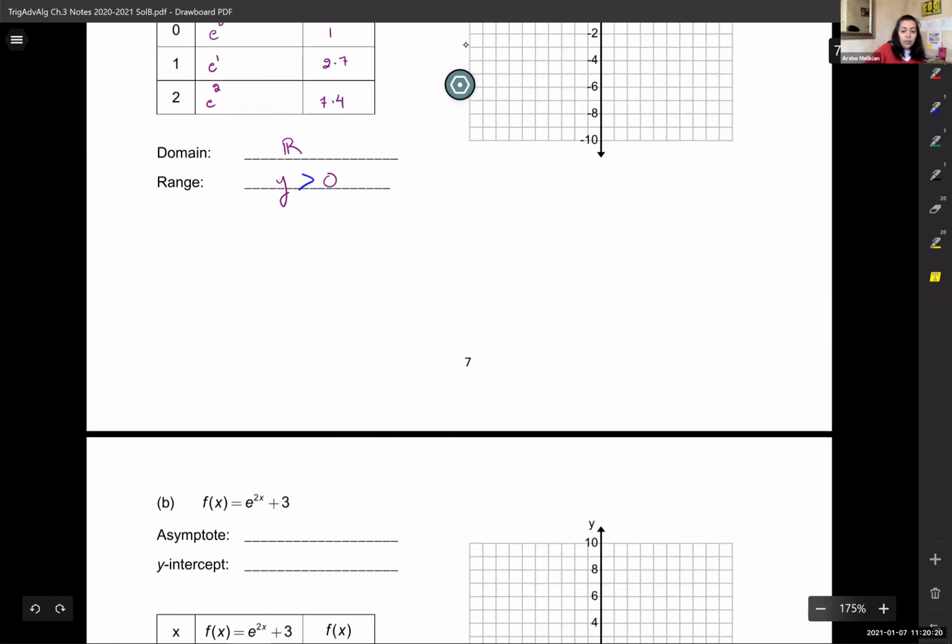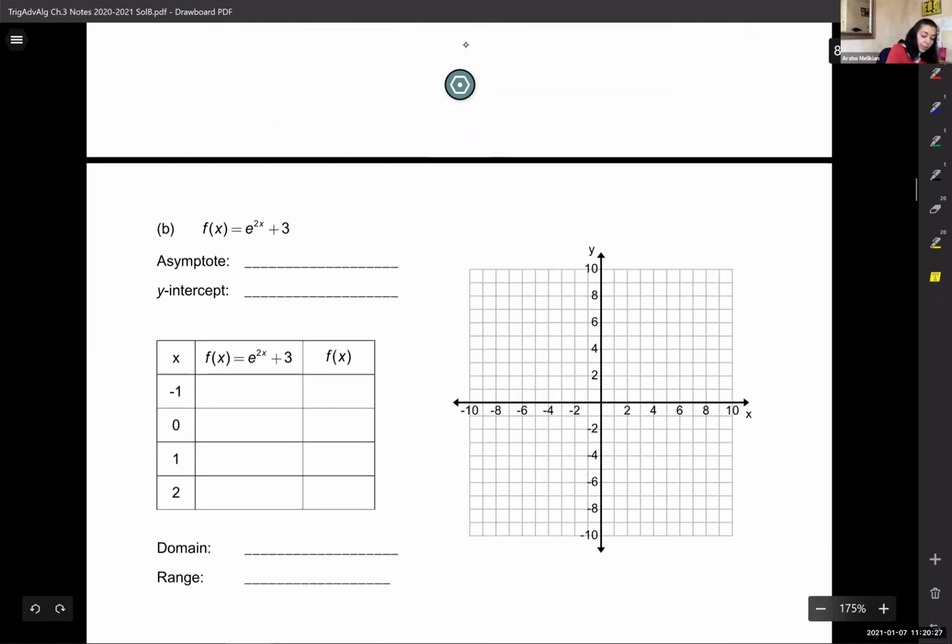All right, so let's do another one. For this next one, we have e to the 2x plus 3. Can somebody shout out to me what the asymptote is going to be? 3. Y equals 3. And the y-intercept: e to the 2 times 0 plus 3. E to the 2 times 0, that's e to the 0, plus 3. 1 plus 3, that's 4.